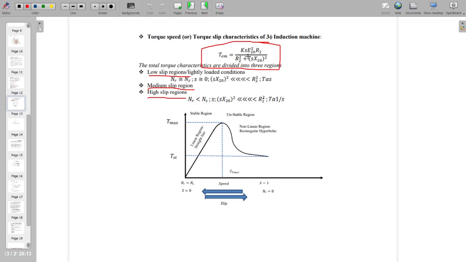Here S is the slip, R2 is the rotor resistance, and X2 is the rotor reactance. So we are understanding the torque-slip characteristics. We divide these characteristics into three regions: low slip region, medium slip region, and high slip region. I am considering speed on the x-axis and torque on the y-axis.